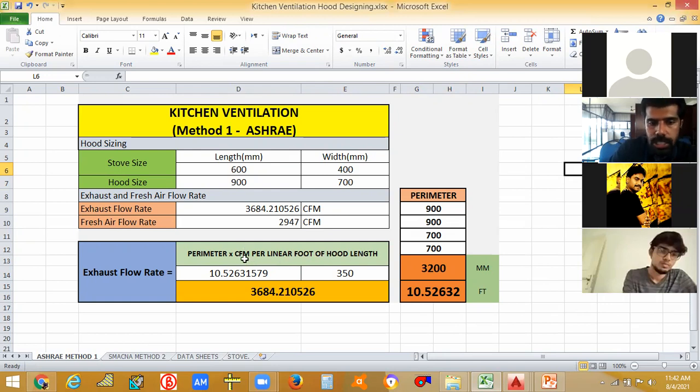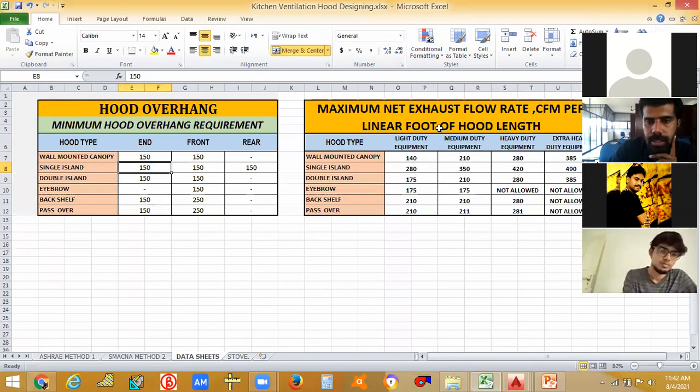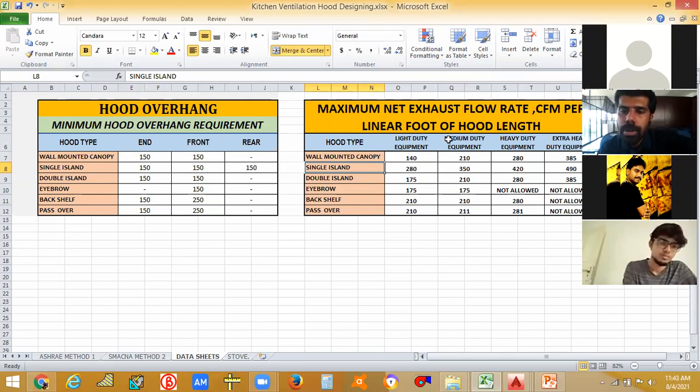So how do we know the CFM per linear foot of hood length? You will get that from the data sheet. See, maximum net exhaust flow rate, CFM per linear foot of hood length. Here we have to choose the hood type. I have already chosen single island. Next, I have to decide whether to take light duty, medium duty, heavy duty or extra heavy duty equipment according to my application, as given by the client. Here I am taking medium duty equipment.